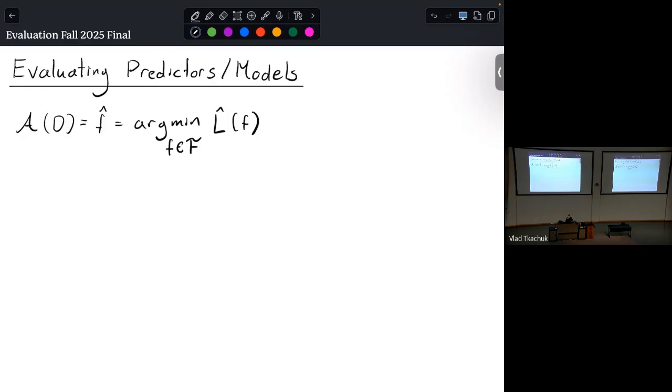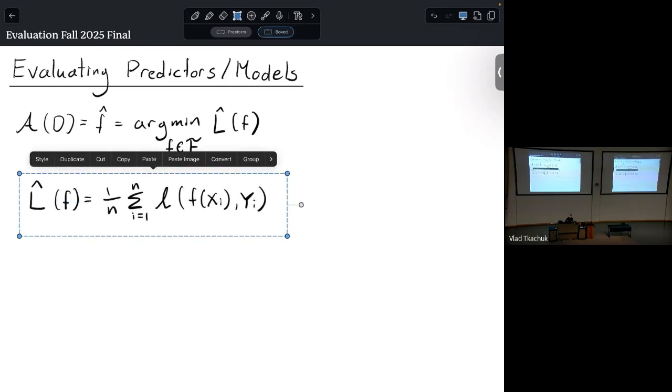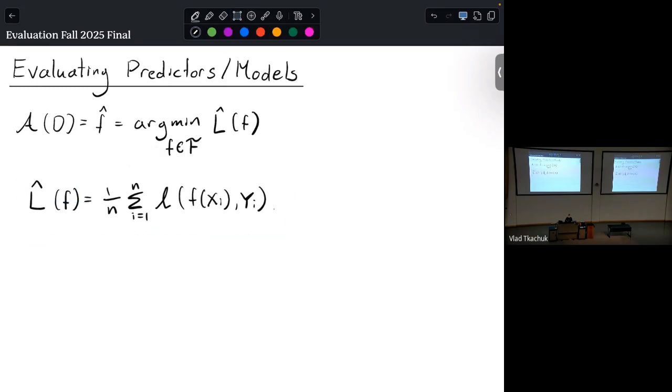So that's that. And let me just remind you some things. This L hat of f is equal to the sample mean from i equal 1 to n of whatever loss you use of the predictor we output. Well, here it's f of xi, our data point, yi, and that's it. That's the empirical risk.